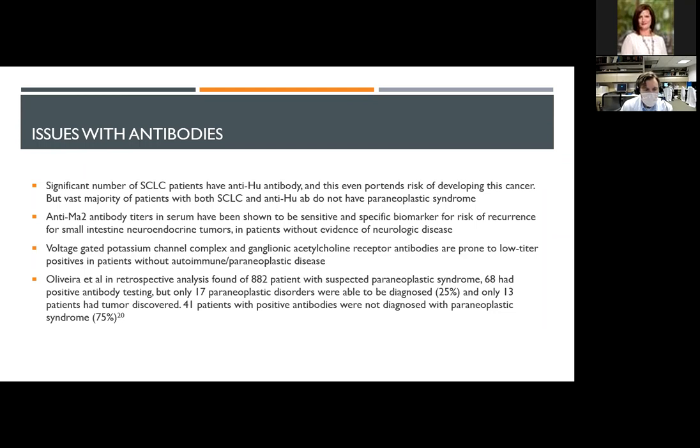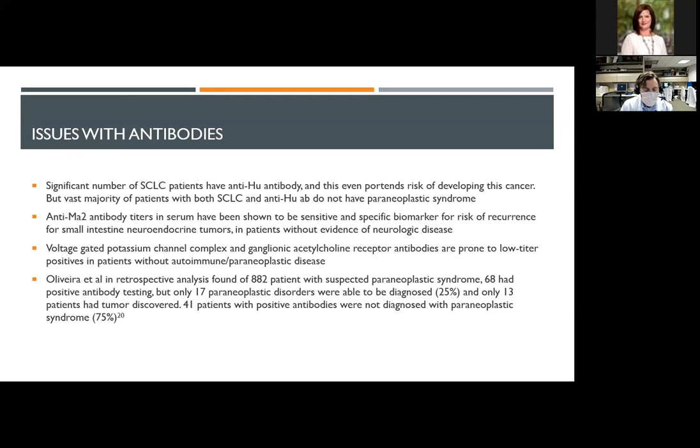Potassium channel antibodies and acetylcholine receptor antibodies, the ganglionic ones, often show up positive at low titers. I've seen this cause issues with patients who believe they have an autoimmune disorder or paraneoplastic disorder because they keep having this barely positive titer, and it's just common in the general population for unclear reasons. They can be associated with disorders, but it's usually with 10 times as much as what you see in some of these low titers.